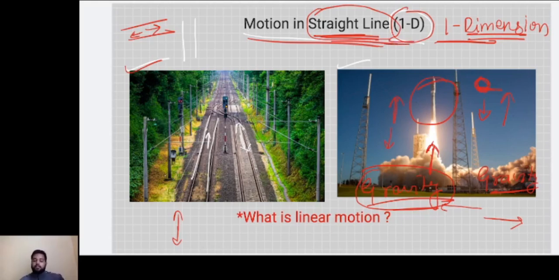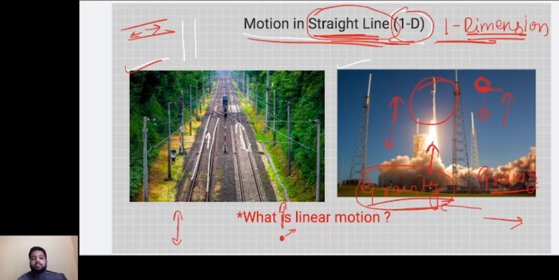Example, okay. Now if you throw a ball vertically upward like this, then definitely it's motion in one straight line. But if you throw a ball at some angle, let's suppose you are playing tennis, and you try to hit the tennis cock from your racket.